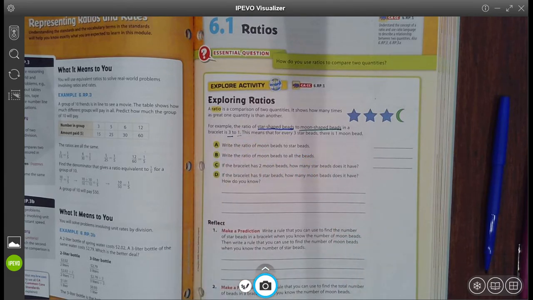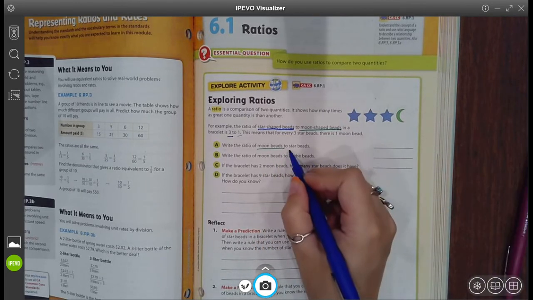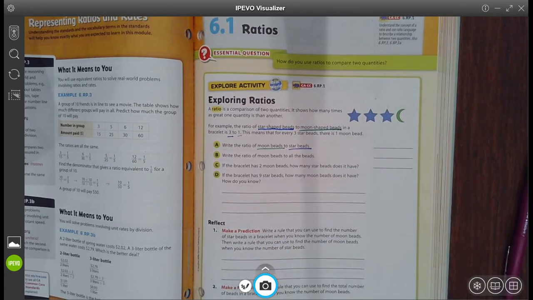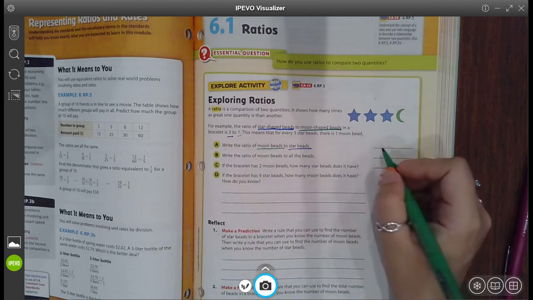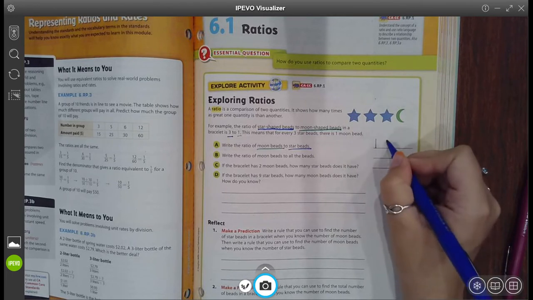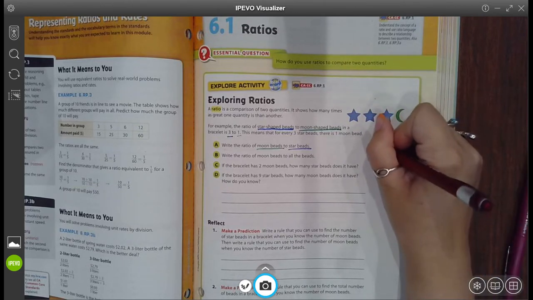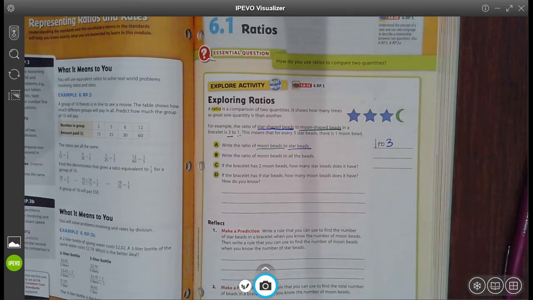Okay, so let's go ahead and use that information to answer these questions. It says, write the ratio of moon beads to star beads. Well, how many moon beads are there? Moon beads was 1. To star beads was 3. Okay. And let's go ahead and put the word 2 between them so that way it doesn't look like 13.